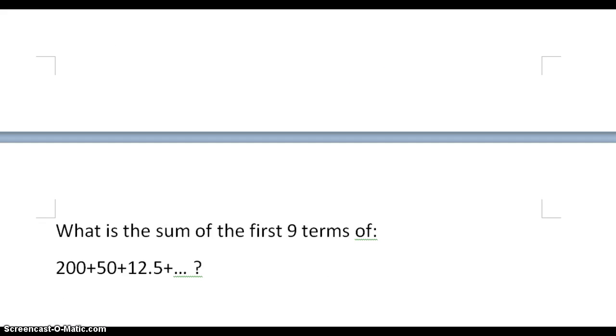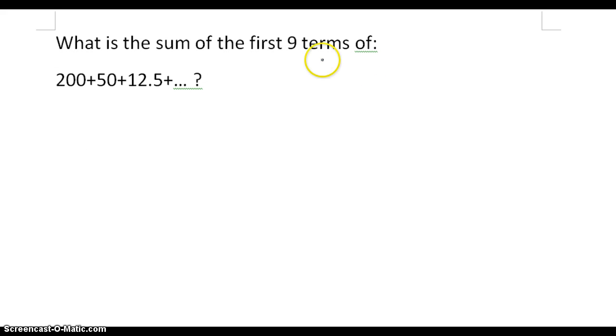Okay, so go ahead and try one of your own. The sum of the first 9 terms, in this case, 200 plus 50 plus 12.5 plus ... This is a geometric series. Go ahead and pause the video and give it a shot.